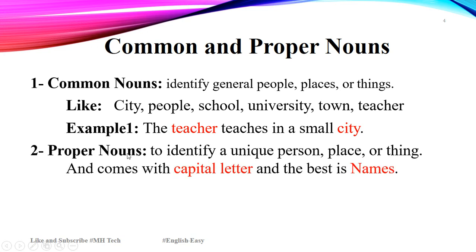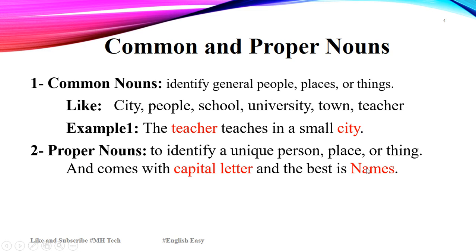We have proper noun. Proper noun identifies a unique person, place, or thing, and comes with a capital letter. A clear example is the names for a person. For example, Ali, Khan, Ahmad, John. These are the names for a person. All the names for a person are proper nouns.